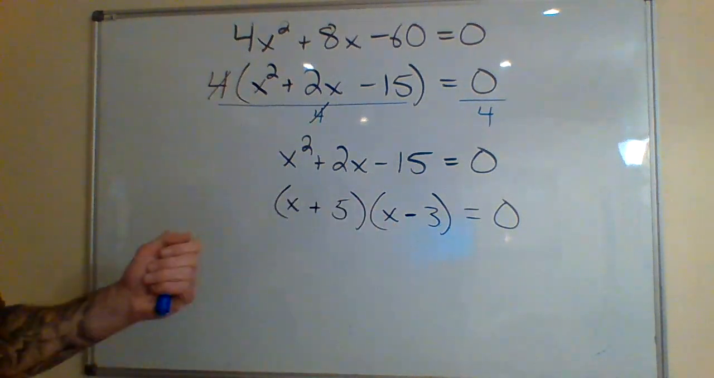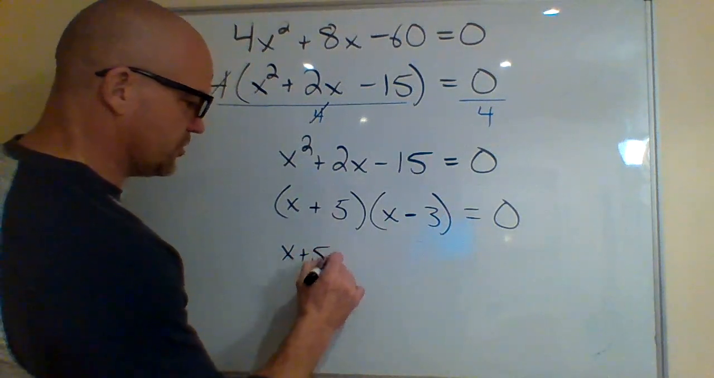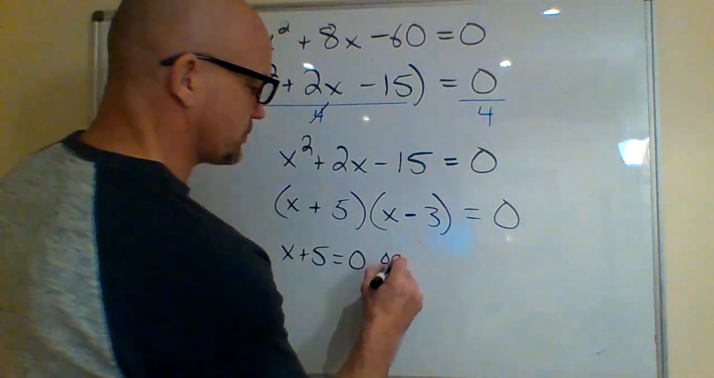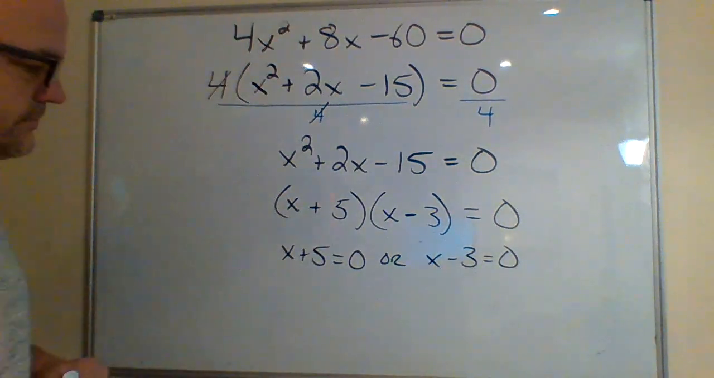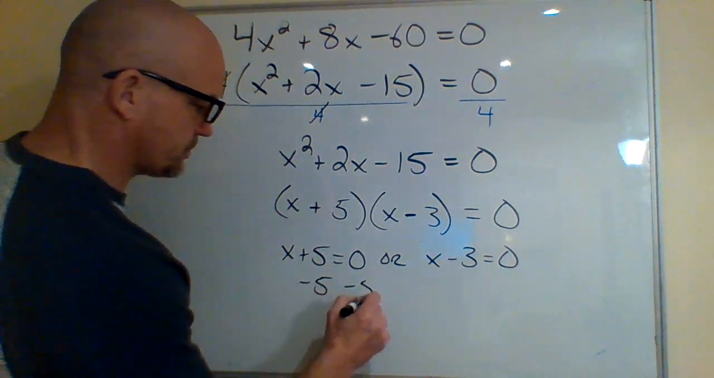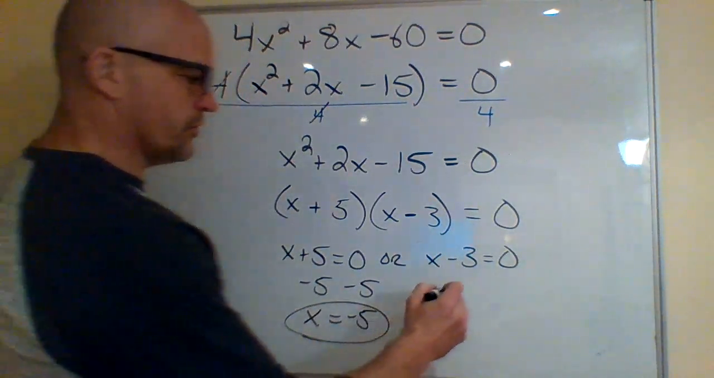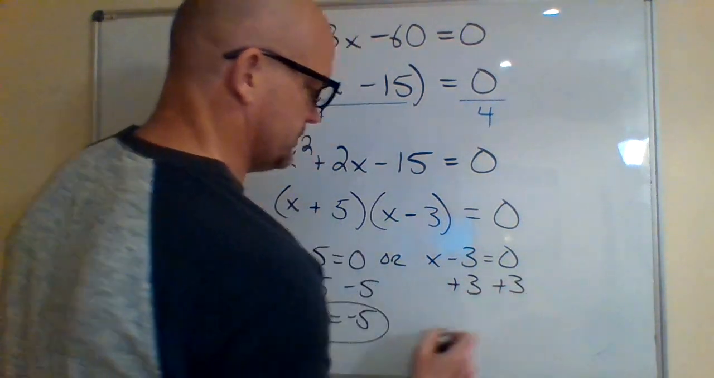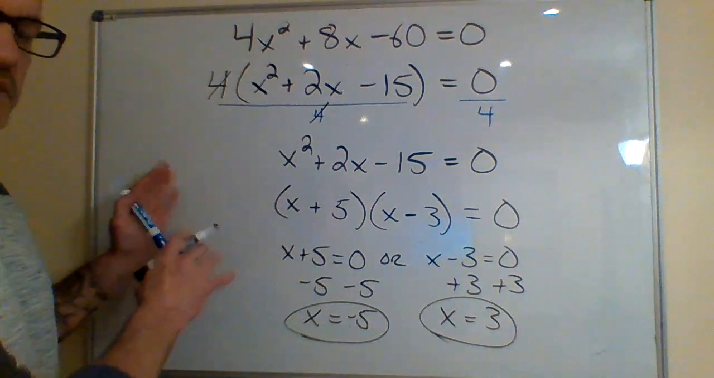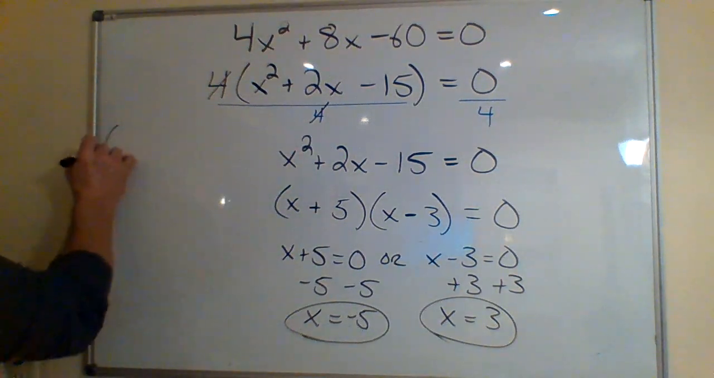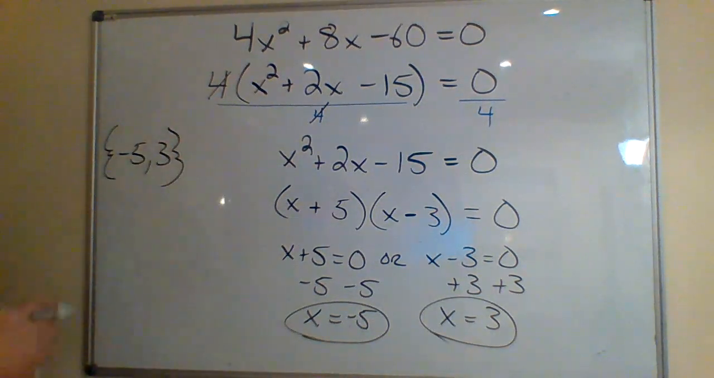Now that I have my two things multiplied to equal 0, I'm going to set each one equal to 0 using my 0 product property. At this point, solving those, very simple. Now the x equals negative 5. Over here, and x equals 3. Now I'm going to put my solution set off to the side here. My solution set would tell me that I've got negative 5 and 3 as solutions.